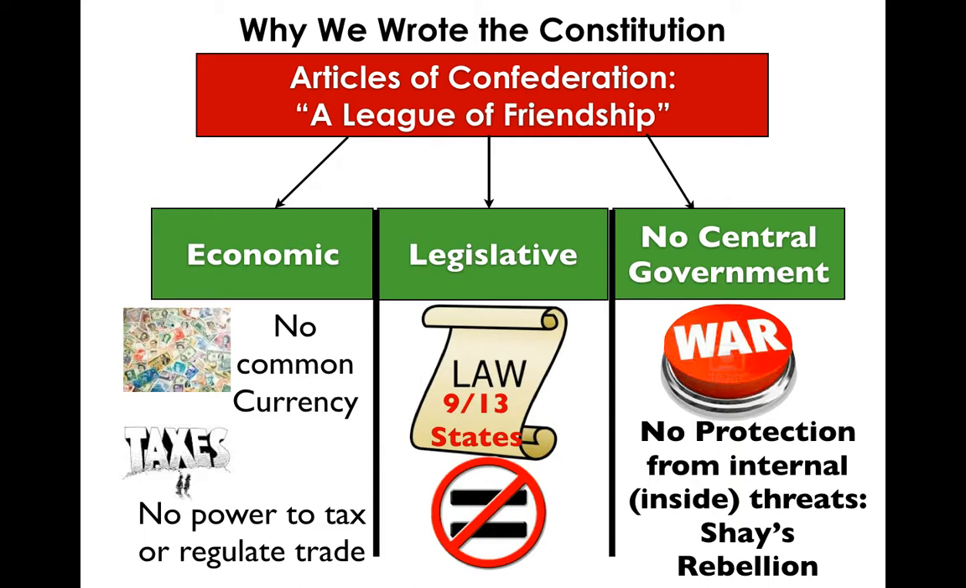I keep forgetting to fix this. It should be Shays, no apostrophe, but Shays' Rebellion.